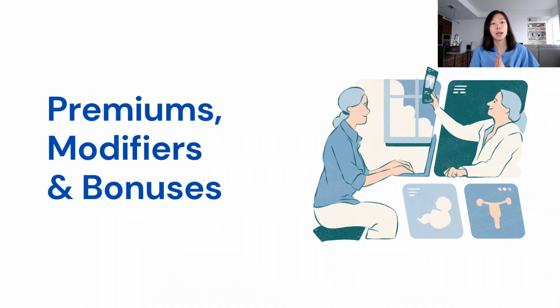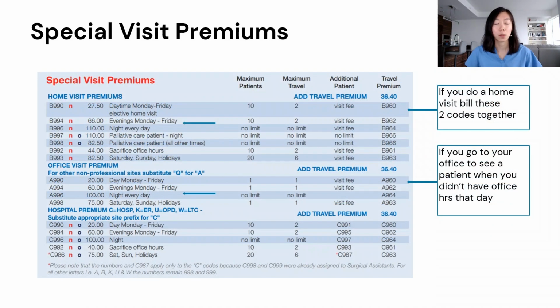All right, so let's talk about premium modifiers and bonuses. On the next page of your SGFP document, which I talked about in part 1 of this lecture, you'll see something called special visit premiums, and there are several of them. For example, if you ever do a home visit, you can bill an extra bonus code for that. If you visit someone in the evening on a Monday, you can get a little bonus of $66, up to 10 patients that you've seen by home visit.